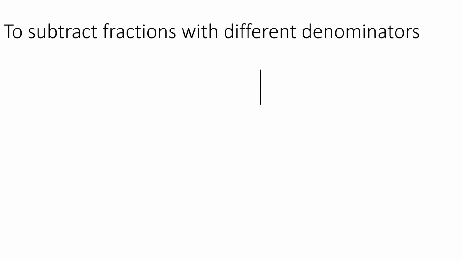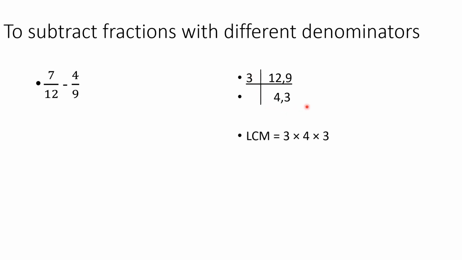Now let us solve a few questions of subtraction. Subtraction with different denominators. Here is one question, 7 by 12 minus 4 by 9. Here 12 and 9 are denominators and we will find out the LCM first. LCM of 12 and 9. What is a common divisor? Yes, 3. So we will divide by 3. 3 fours are 12. 3 threes are 9. Now 4 and 3. There is no common divisor of 4 and 3. So we will stop here and we will multiply this common divisor and the remaining numbers. So here it is. Your LCM will be 36.